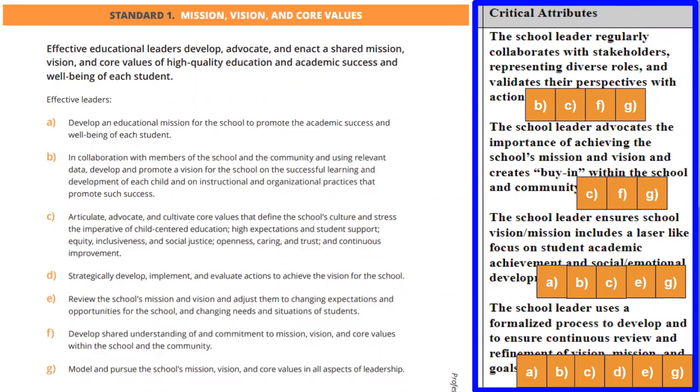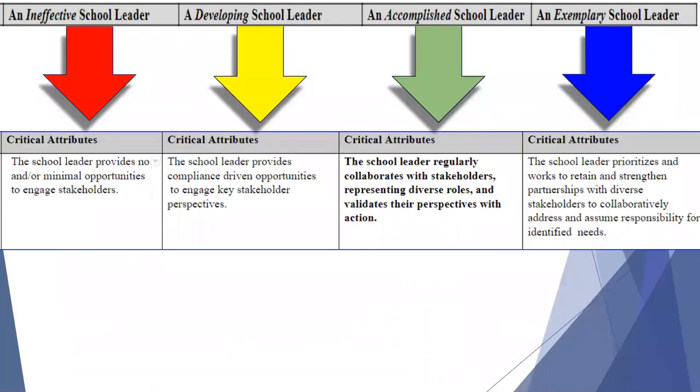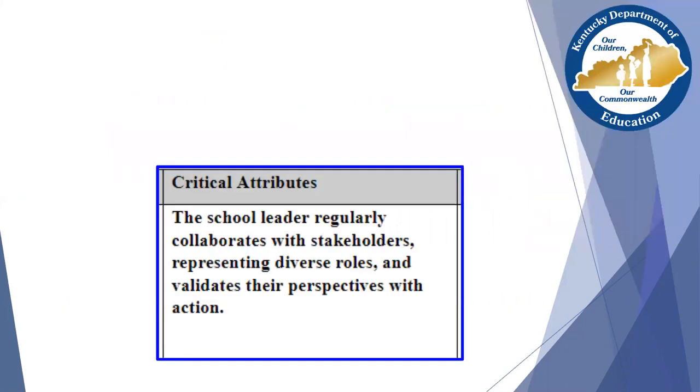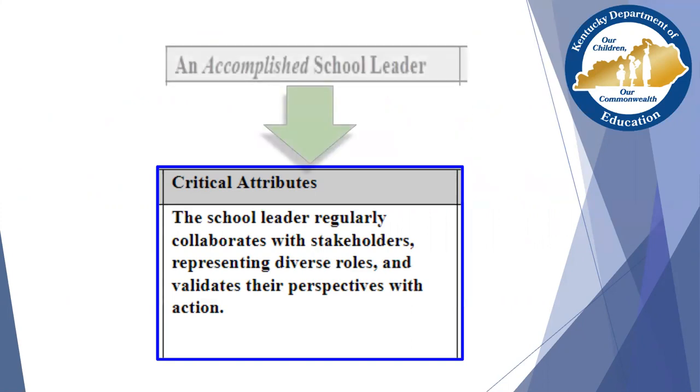Just as Kentucky practitioners developed the critical attributes, they took it a step further and developed a progressive view of the critical attributes. For each critical attribute, there is a progression showcased to reflect ineffective, developing, accomplished, and exemplary practice. Let's examine that progression now. To begin, focus on the text. The font is bold. This bold text indicates it is the accomplished level. The bold text is the goal for performance.